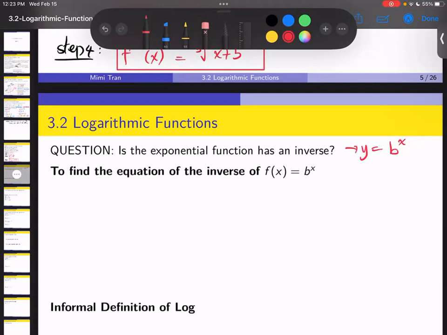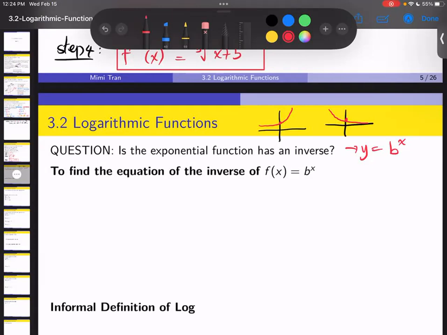If you look at the graph, don't draw this. Well, you can, but you don't have to. That's the exponential growth, right? And then exponential decay looks like that. Those are exponential graphs. Can you conclude whether the exponential function has an inverse? You don't have to find one, but tell me whether it has one or not. Yes or no? Yes, because it passes what test? The horizontal line test, right? So yes, it has an inverse.